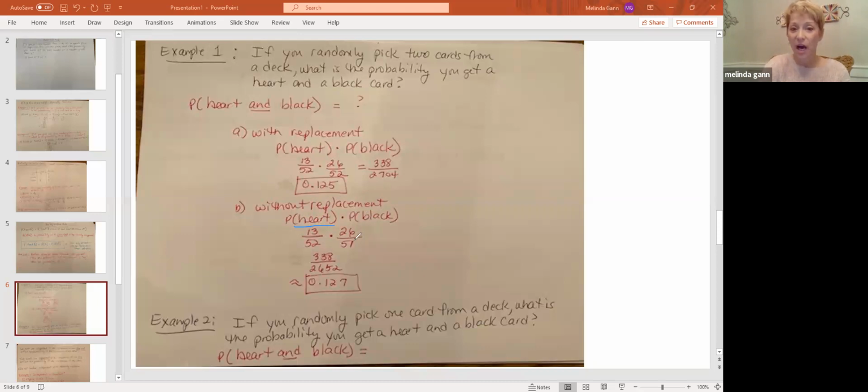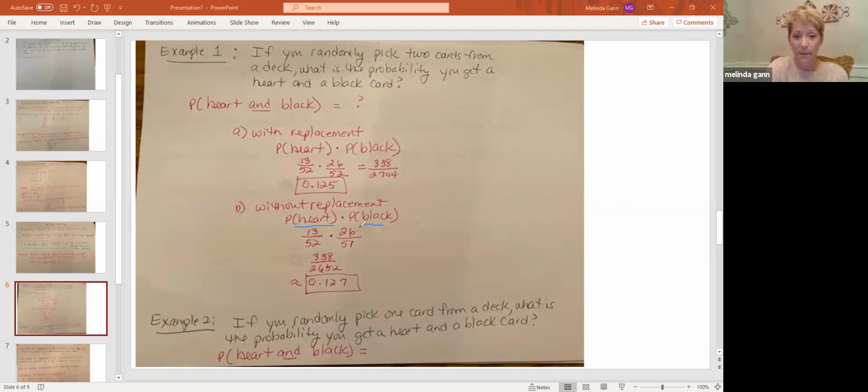Well, now your total is not 52. Your total is only 51. Remember, you kept a card. Okay, of those 51 cards, how many are black? 26, because the one you kept was a heart and that's red. Okay, so see, when you do the second one, you assume this first one has already happened.